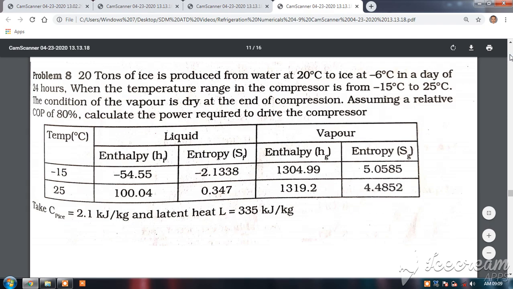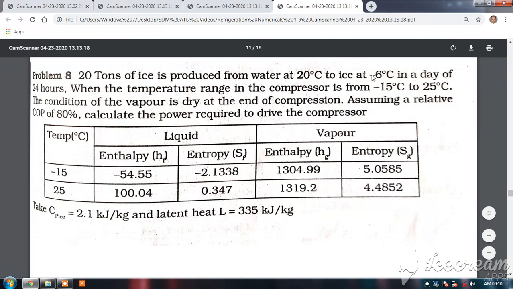Now let's look at problem number 8 on refrigeration. 20 tons of ice is produced from water at 20 degrees centigrade to ice at minus 6 degrees centigrade in a day of 24 hours, when the temperature range in the compressor is minus 15 degrees centigrade to 25 degrees centigrade. The condition of the vapor is dry at the end of compression. Assuming a relative COP of 80%, calculate the power required to drive the compressor.